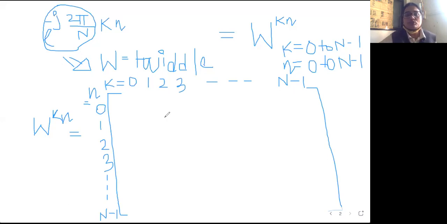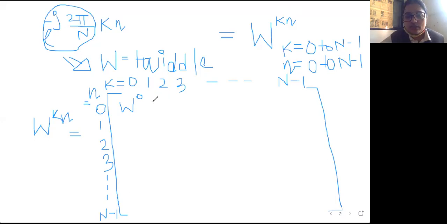Now, if I substitute the values of k and n in this equation, for the first position, what I am observing is that n is 0, k is 0. So what I am writing here is 0 multiplied by 0. So the first value will be equal to W raised to 0, right? The first value is equal to W raised to 0.